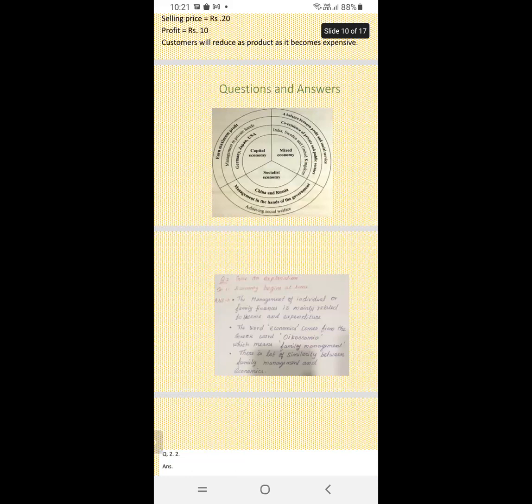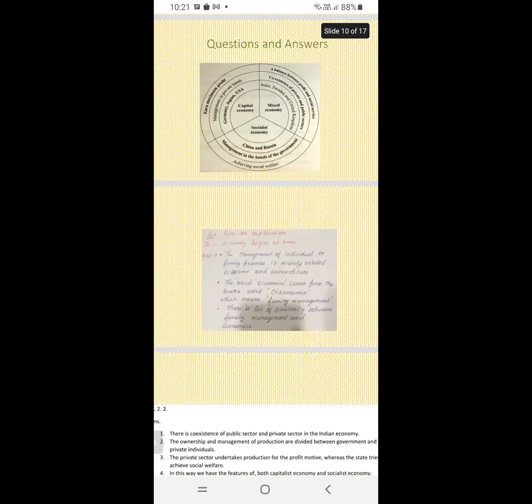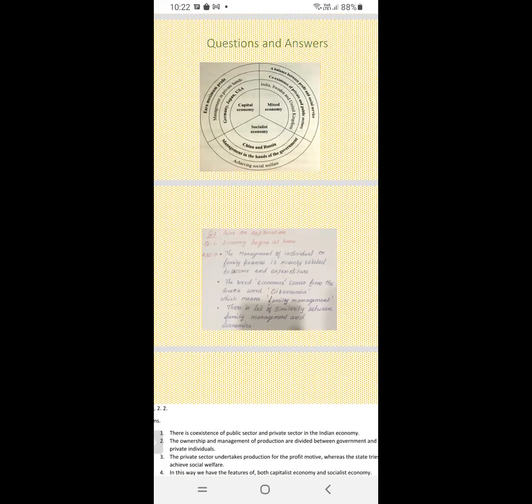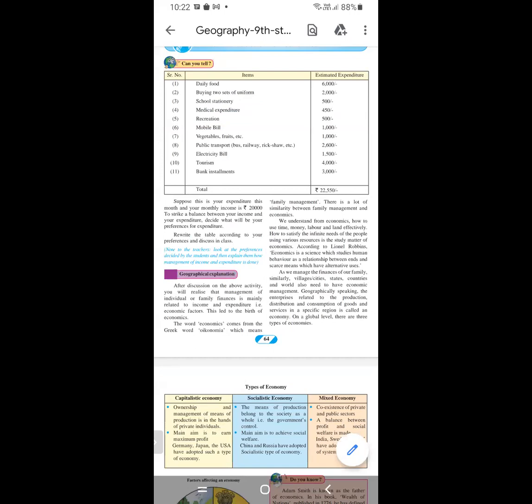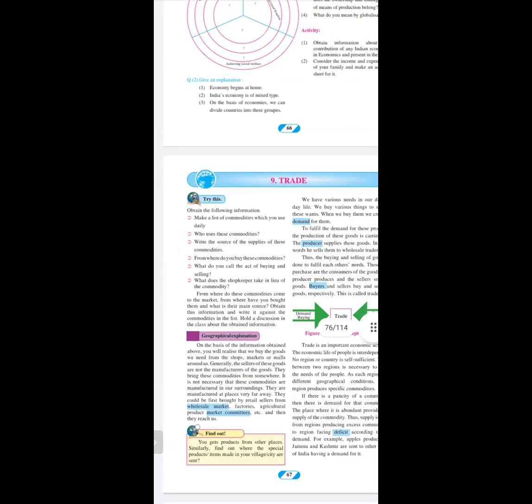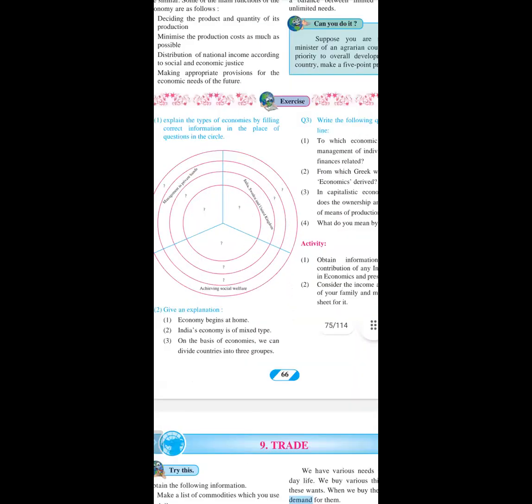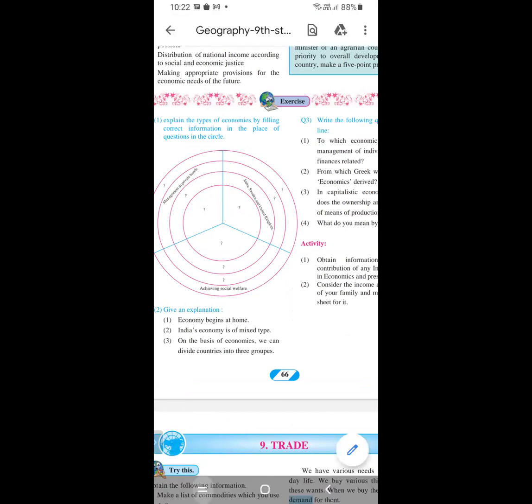Now turn to your question and answer section, the exercise on page number 66 in your textbook. Please turn to it. I want to show the answers, the circle diagram. They explain the types of economy by filling the correct information in place of the question in the circle. It's divided into three parts.